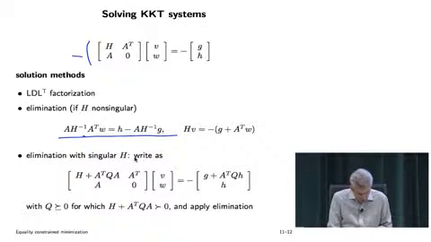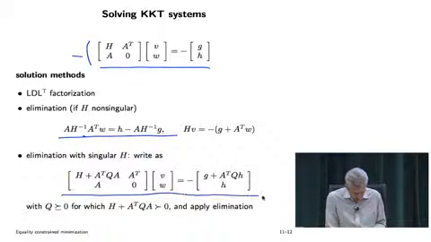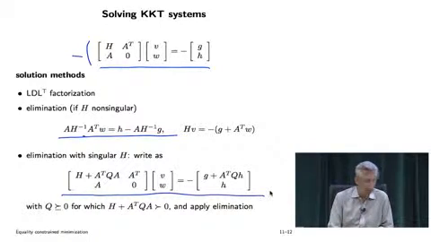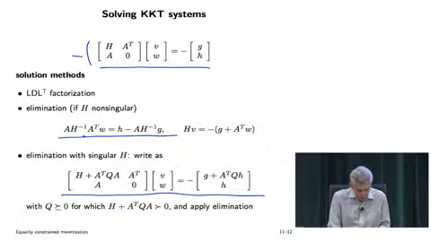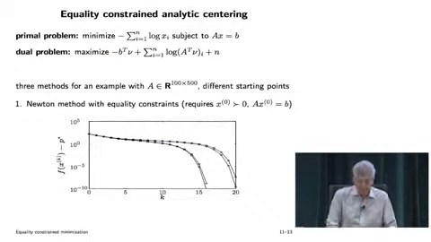Now, if H is singular, there's lots of interesting things you can do. One is that, in fact, any solution of this is identical to a solution to that. You can just check. But the point is that what this allows you to do is to make sure that this 1-1 block is non-singular, right? Then you can apply elimination.